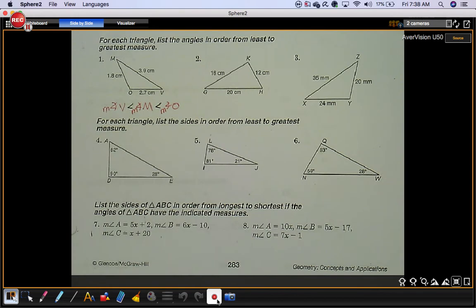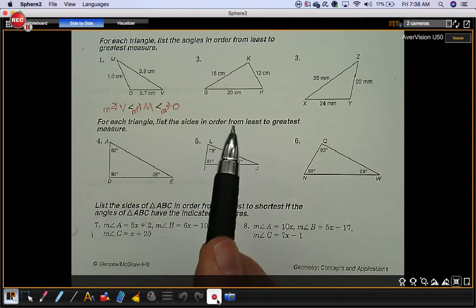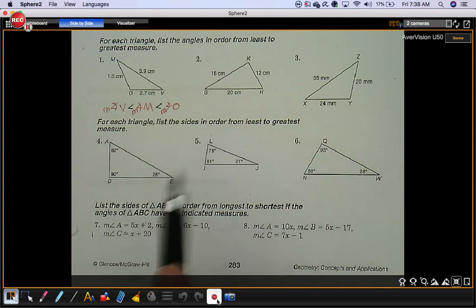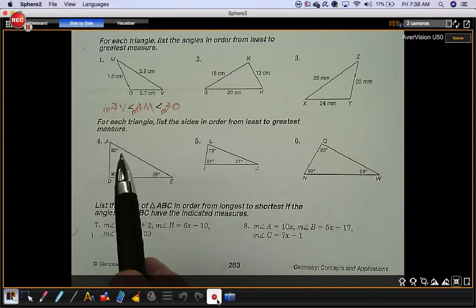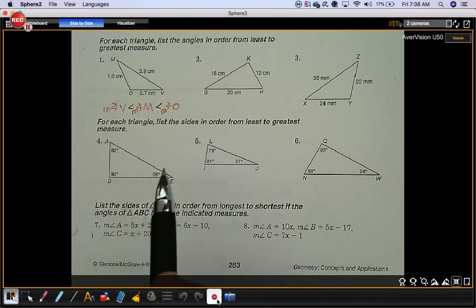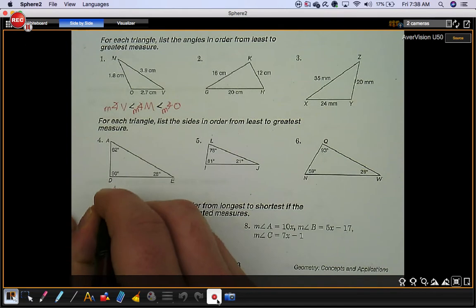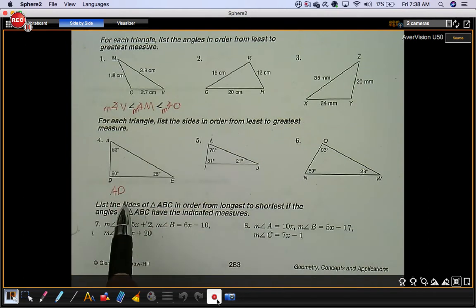We'll skip down to number 4 and we'll use the converse of this same theorem. We're going to list the sides in order from least to greatest. So they give you 3 angle measures. We don't know the side lengths, but we can put them in order. If this is the smallest angle, angle E, then this is the smallest side. Segment AD is the smallest, so its measure is the smallest.